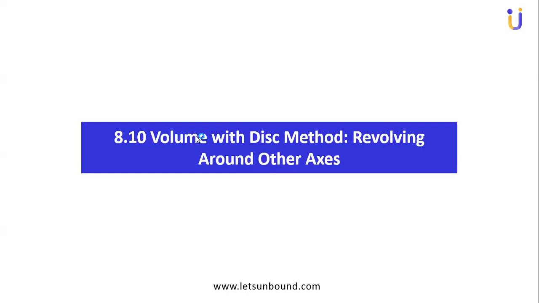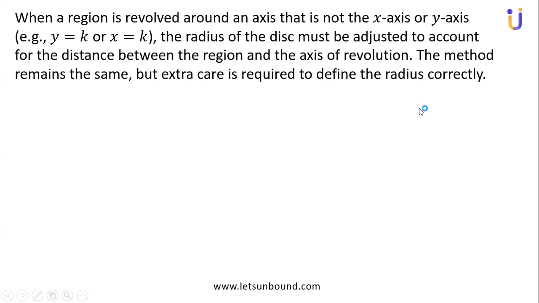Now, the disk method for other axes. So we did the x-axis and y-axis. What if it is x = 4 or y = -5, something like this? Yes, the volume method still works, but with slight changes. When a region is revolved around an axis that is not the principal axis, x or y, but another vertical or horizontal line, we only have to adjust the radius of the disk. And it's very simple: the distance between the region and the axis of revolution.